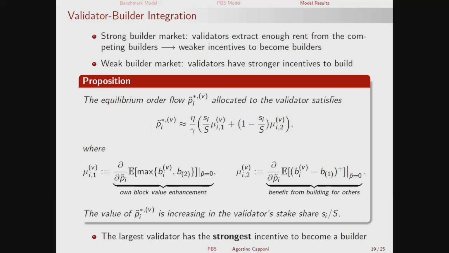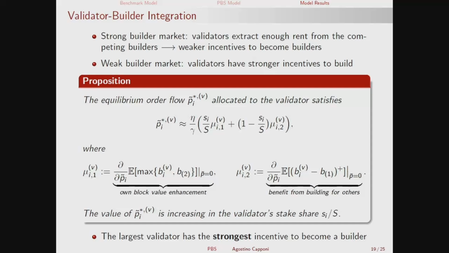The reason, and what we are basically showing here, and you can skip these derivations, but the idea is that if we have a stronger builder market, then validators will be able to extract enough rent from the competing builders. And as a result, if they can extract more rent from the builders, they have a weaker incentive to be builders, right? Because they can already get order flow from the builders.